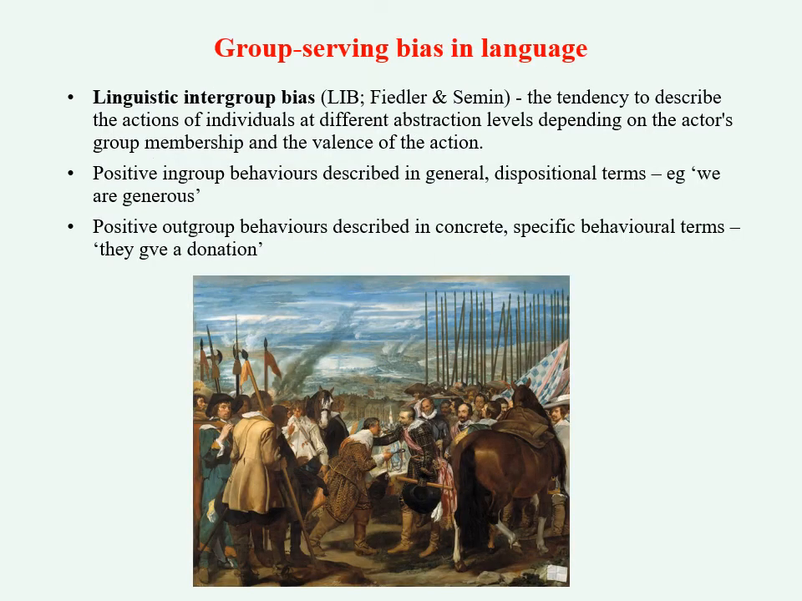Interestingly, there is also a spontaneous automatic bias in the way people use language to describe in-group and out-group positive and negative behaviors. Fiedler and Semin proposed a theory called the theory of linguistic intergroup bias, which predicted that when we describe positive behaviors by an in-group member, we tend to use general abstract terms, and when we describe positive behaviors by an out-group member, we tend to use very specific, concrete, and behavioral terms. In other words, it seems like we signal that good things in our group are general and universal, good things in an out-group are isolated and special.